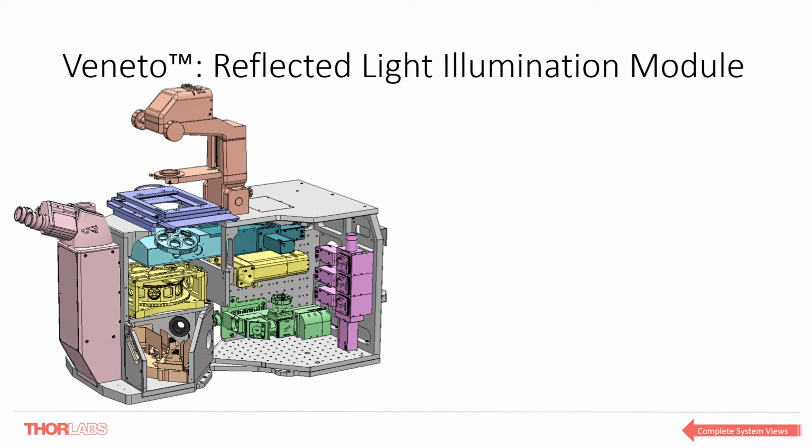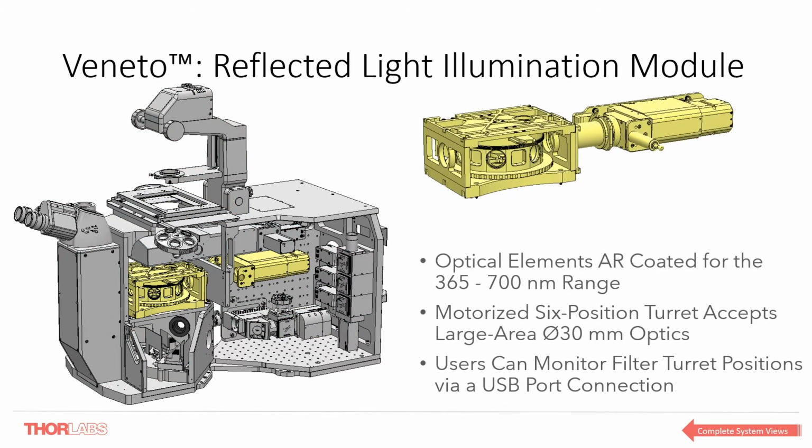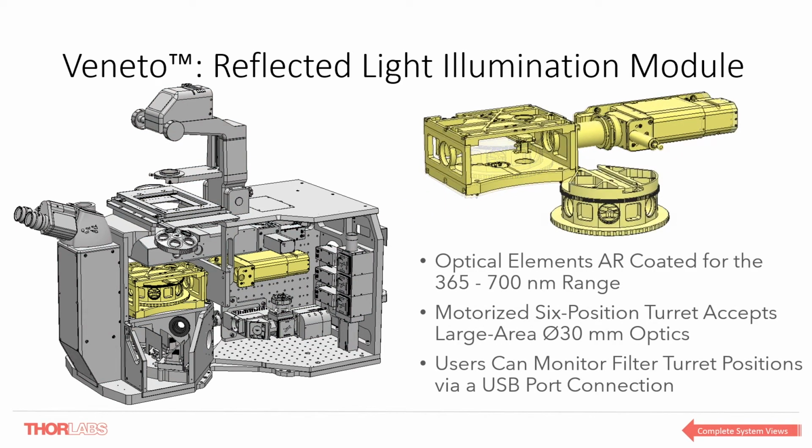The second level of the Veneto is pre-configured as the reflected illumination module. However, for maximum flexibility, the illumination path can be removed and reconfigured using the breadboard pattern on the spine of the microscope. The light path shown is optimized for even fluorescent illumination from a liquid light guide or LED source.